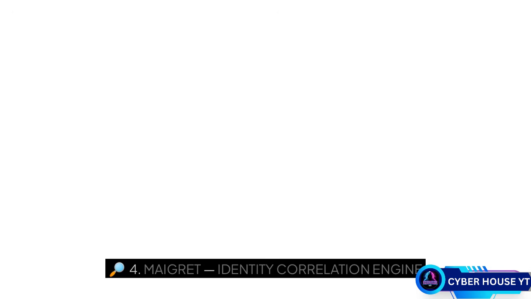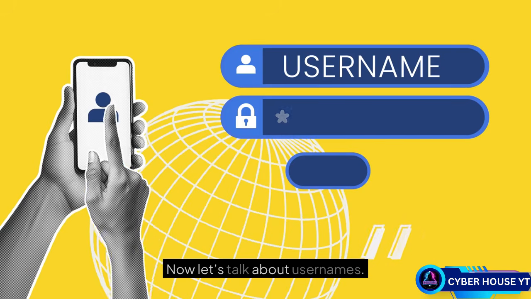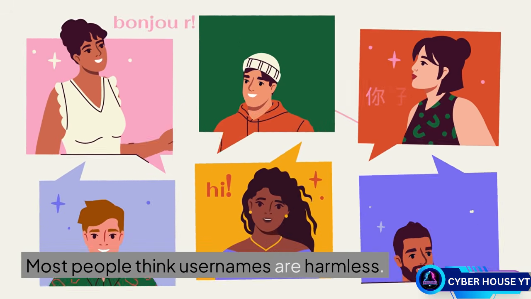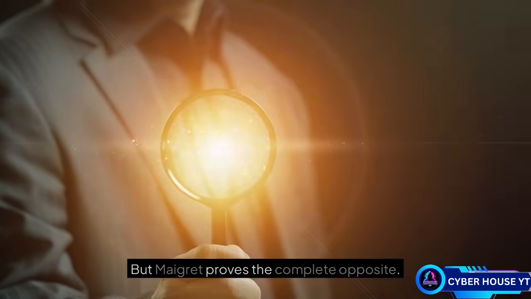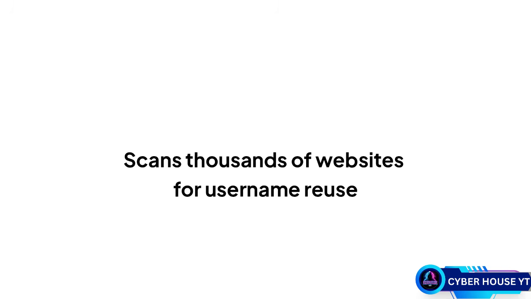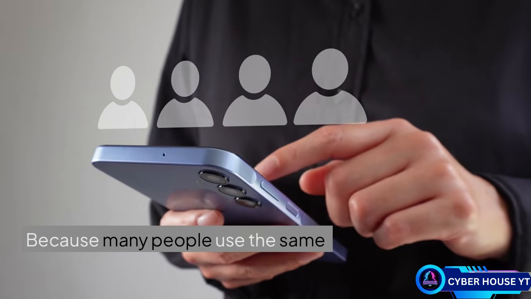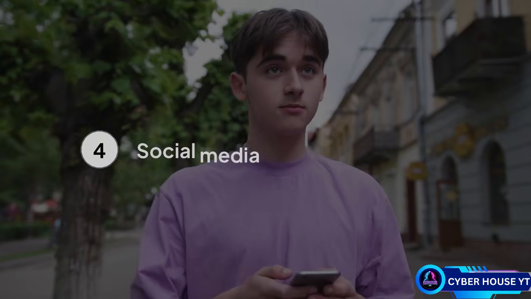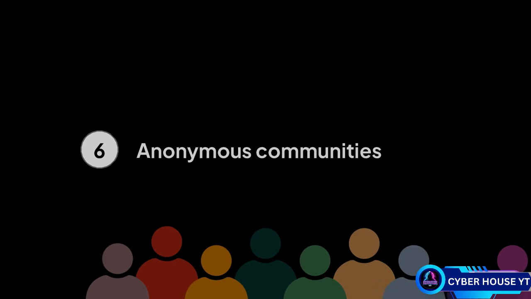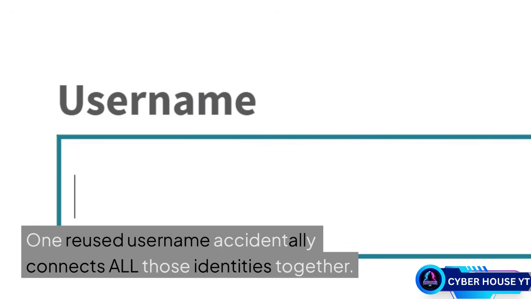Now let's talk about usernames. Most people think usernames are harmless, but Maigret proves the complete opposite. This tool scans thousands of websites looking for username reuse. And honestly, this is one of the biggest privacy mistakes people make online. Because many people use the same username for gaming, crypto communities, forums, social media, developer platforms, anonymous communities, and professional accounts. Now imagine this. One reused username accidentally connects all those identities together. That's called identity correlation. And investigators use this technique to trace digital footprints across the internet.